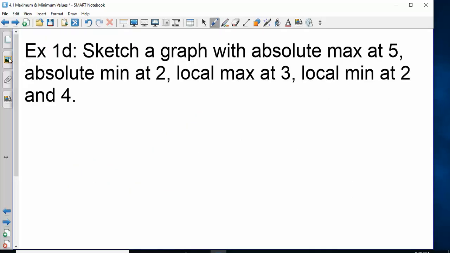Let's draw a graph here. So I want to sketch a graph that has an absolute max at 5, an absolute min at 2, local max at 3, and local min at 2 and 4. Okay, a lot of information here. So there's definitely more than one correct answer. My absolute max when x equals 5. So when x equals 5, I have to hit the highest my graph ever reaches, whatever that might be.